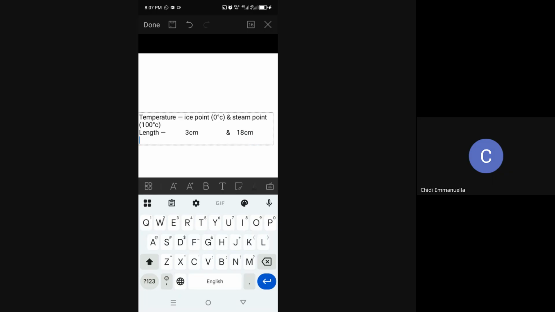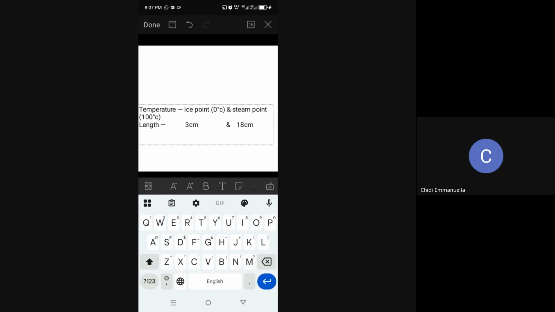So the question now says at 60 degrees Celsius, what would be the height? At 0 degrees Celsius, the height is 3 centimeters. At 100 degrees Celsius, the height is 18 centimeters. So what will it be at 60 degrees Celsius? Somebody mentioned 12 just now. Please, do you mind telling us how you got the 12?